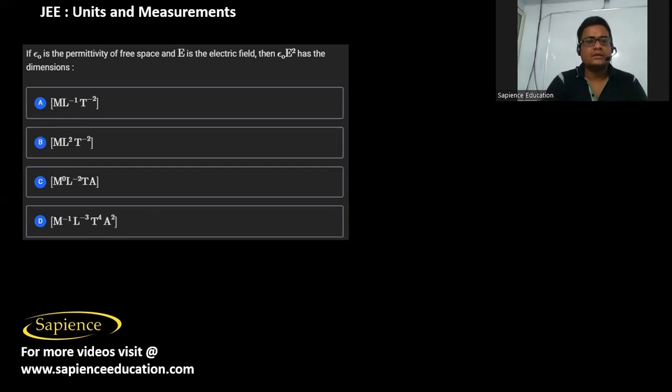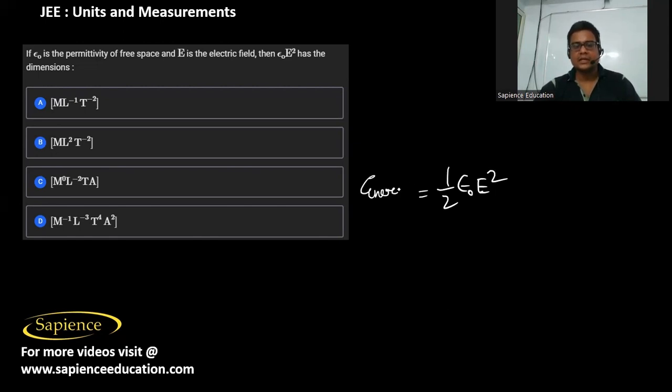Then here it is told: if epsilon naught is the permittivity of free space and E is the electric field, then epsilon naught E square has the dimension of. Actually, as we know, half epsilon naught E square is the electrical energy density. So it is the electrostatic energy per unit volume, the electrostatic energy stored per unit volume, or I can say it is electrostatic or electrical energy density.